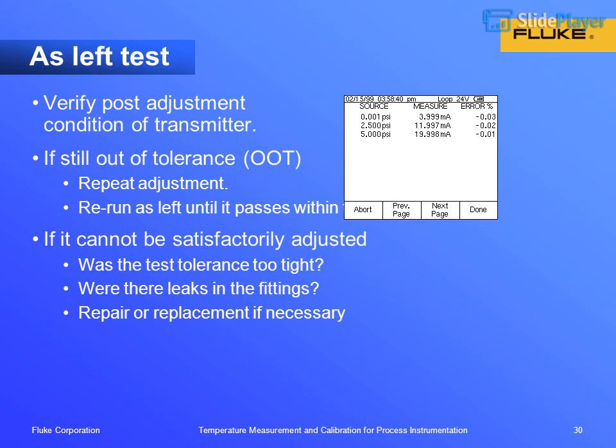If still out of tolerance, repeat the adjustment. Rerun the as-left test until it passes within tolerance. If it cannot be satisfactorily adjusted, ask: was the test tolerance too tight? Were there leaks in the fittings? Repair or replacement if necessary.